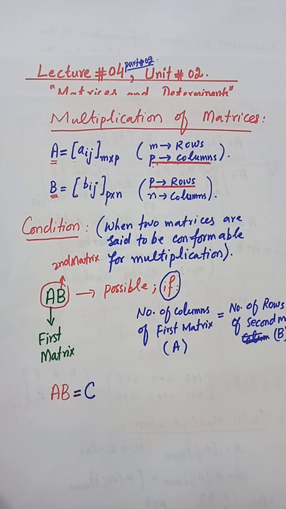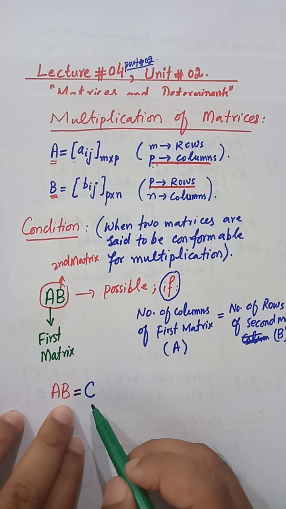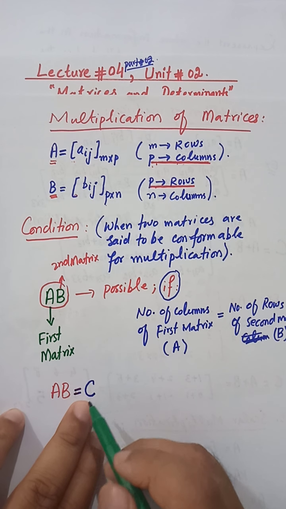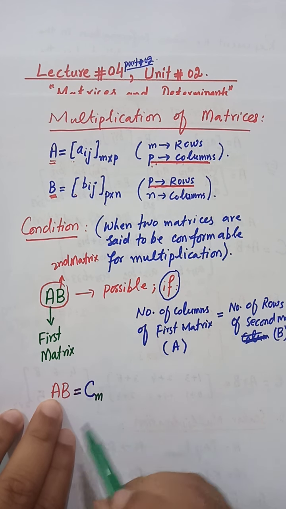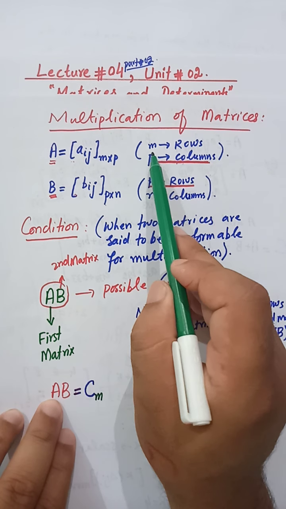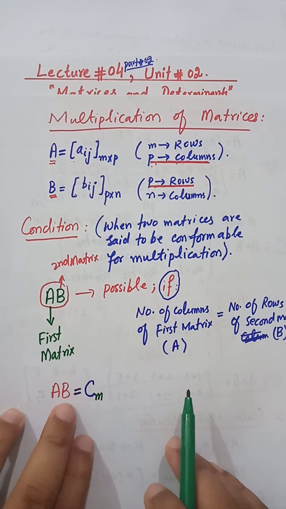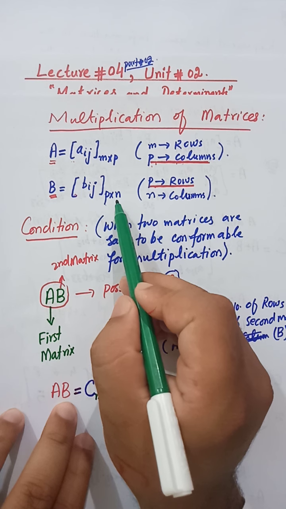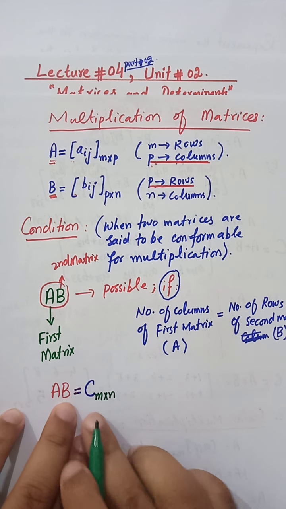So how can you find, without doing the product, what the order of this matrix will be? This matrix which comes from the product of these two matrices will have the same number of rows which the first matrix has. So here the number of rows will be m because the first matrix A has m rows, and this matrix has the same number of columns which the second matrix has. So here the second matrix has n columns. So the order of this matrix is m by n.